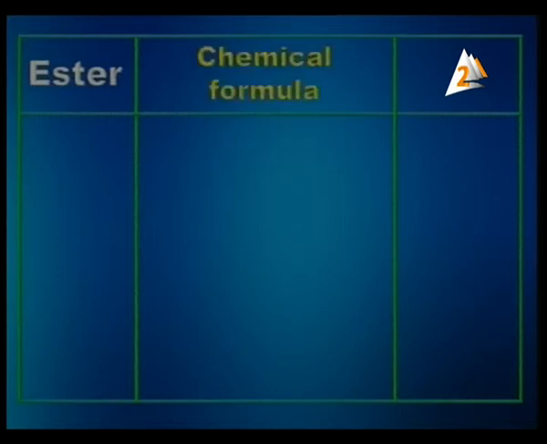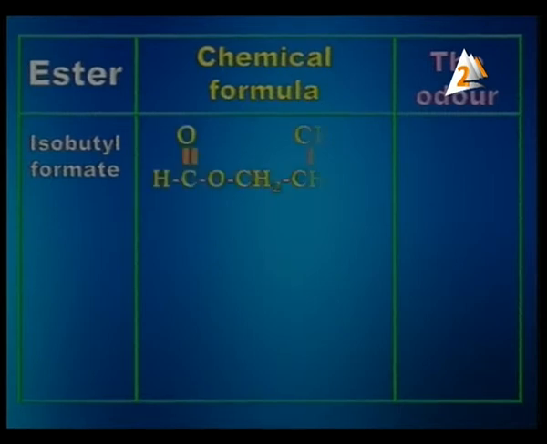Look at this table. For the first section, I have the ester. Second, the chemical formula. Last, the odor. Example number 1, we have isobutyl formate. It means C double bond O, CH2, and in the beginning you have an H, bonded to CH, CH3, CH3. What is its odor? The odor here is mulberry, a special one.